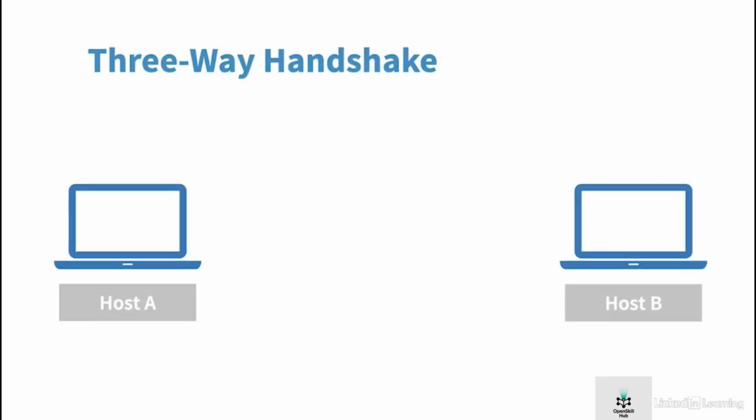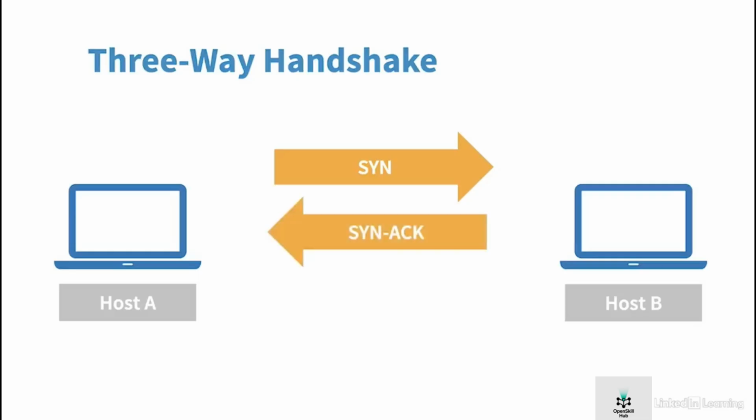In a standard TCP handshake, the sequence is as follows. From host A, we send a SYN packet to initiate the connection. Host B returns a SYN ACK, and host A returns a final acknowledgement, and that begins the connection.